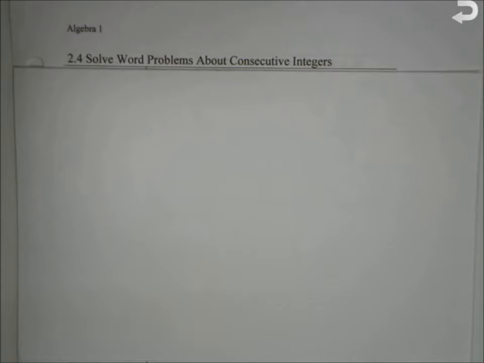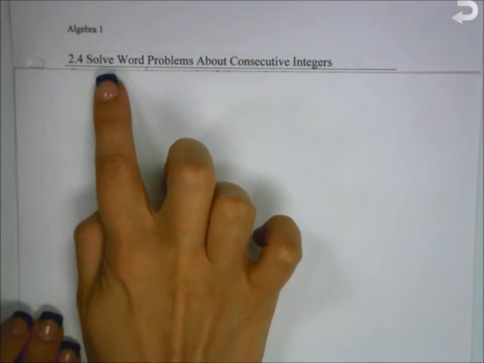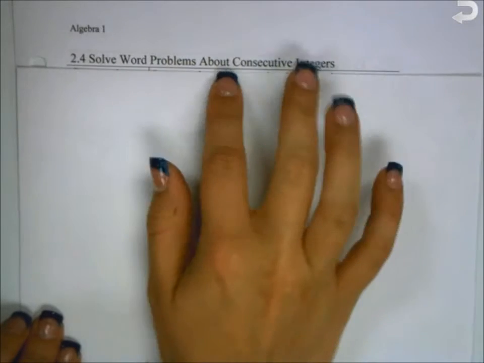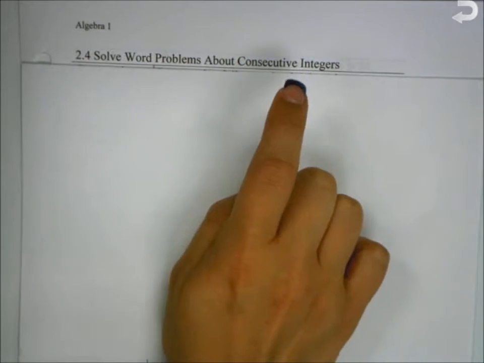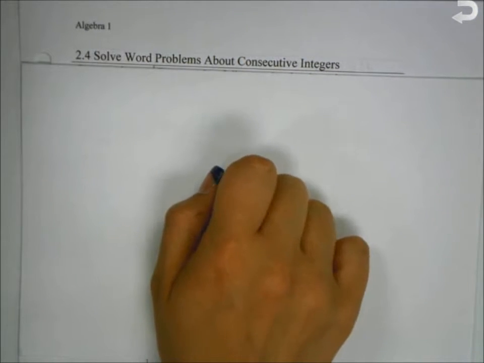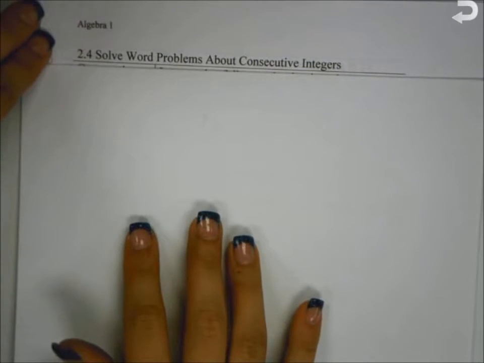Okay guys, so 2.4, we're doing some more word problems. Today we're solving word problems about consecutive integers. Okay, so consecutive integers and their word problems. Okay, so let's define some stuff first.